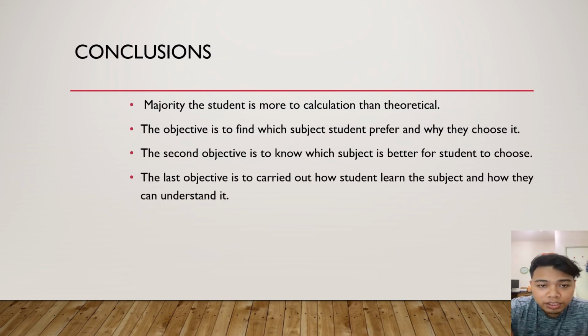So for the conclusion, the majority of the students prefer calculation to theoretical. The first objective is to find which subject students prefer and why they chose it. The second objective is to know which subject is better for students to choose. The last objective is to find out how students learn the subject and how they can understand it.